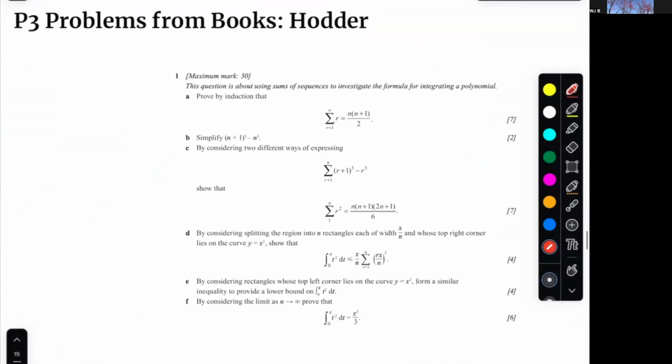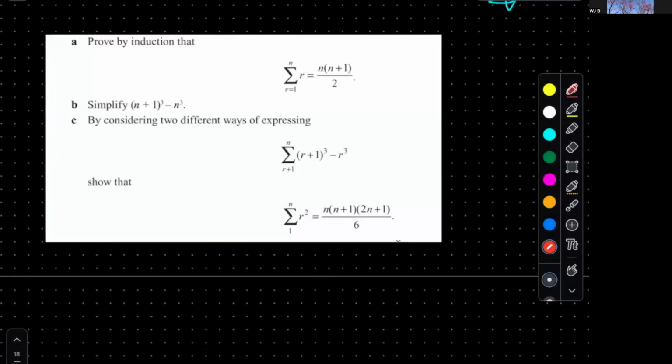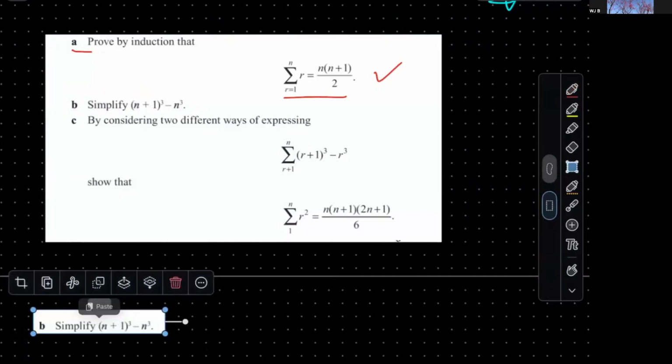So let's have a look at another paper 3 problem from Hodder. Okay, that's great. For part A, it's an arithmetic series with induction. I will leave it as an exercise. Please, I want you guys to try. No problem. But let's have a look at part B.